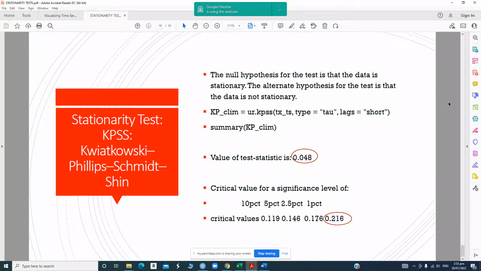All right. So this is about the stationarity test. Next, we are going to see how to operationalize this in RStudio.